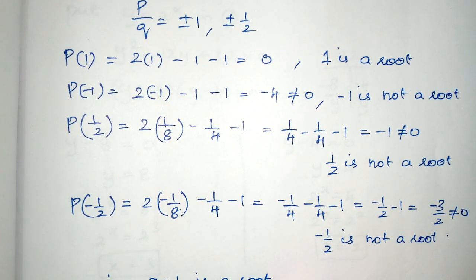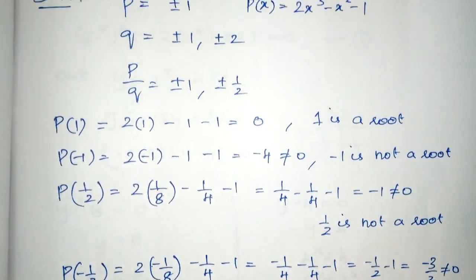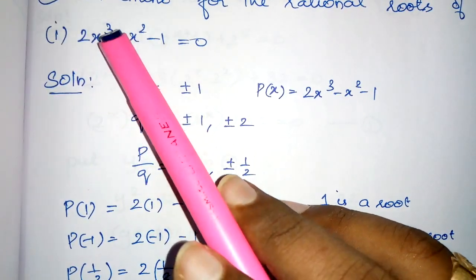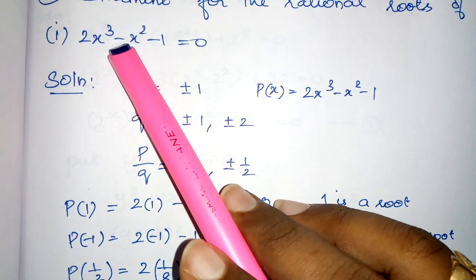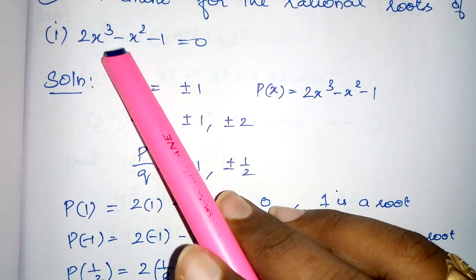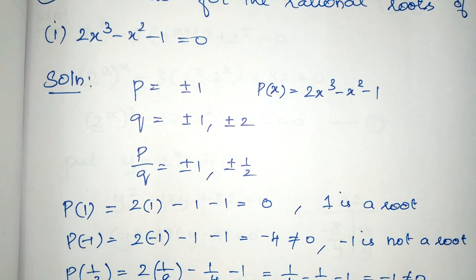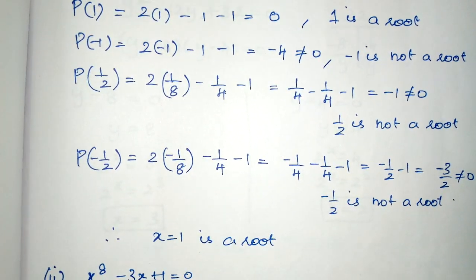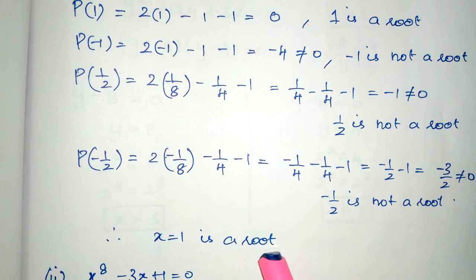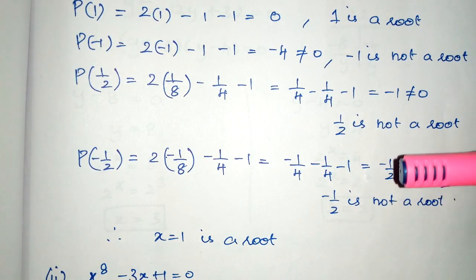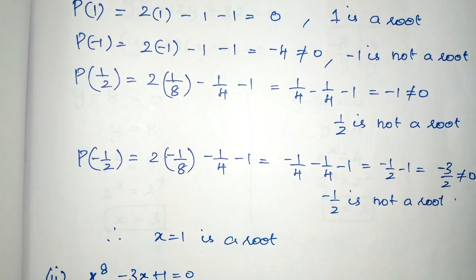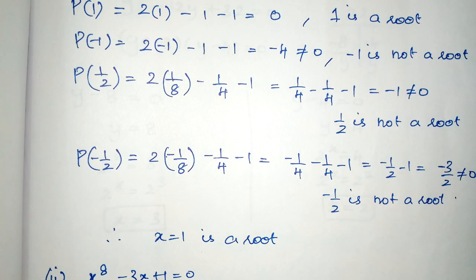Now you see the question. Here it is 2x cube. Cube means you must have up to 3 solutions. But only one solution you have got. It means x is equal to 1 is a root and the remaining 2 roots might be imaginary roots or it might be a rational root. That's all.